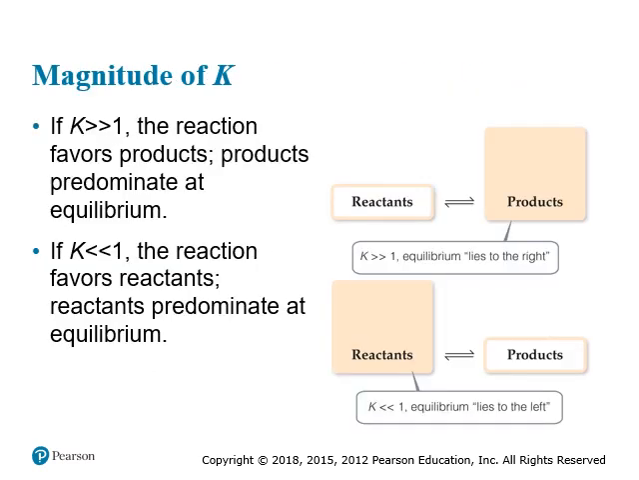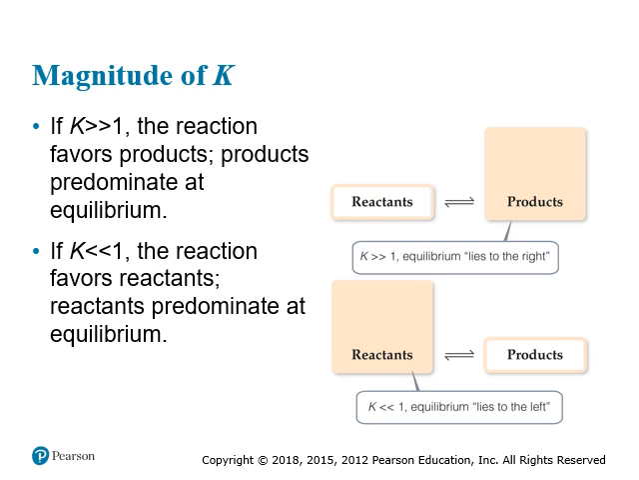Now, something can be said about the absolute value of K. Since K represents the ratio of products to reactants, products over reactants, if K is a very large number, if K is much greater than 1, then the ratio of products to reactants is high, which means that products are going to be prevalent at equilibrium. Our equilibrium mixture will have a lot of products compared to the amount of reactants.